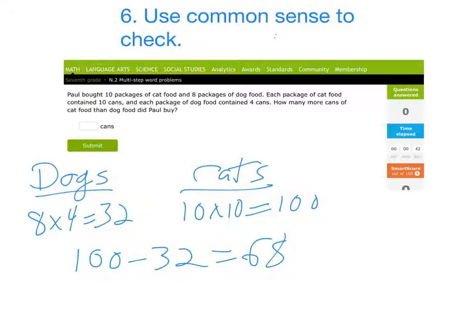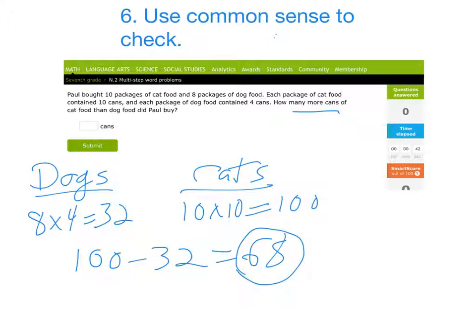Our last step is to make sure our answer makes common sense. We identified the problem's actual question, how many more cans of cat food, so that kept us from doing things like trying to add the 2 numbers. We had to subtract, and 68 seems like a reasonable answer.